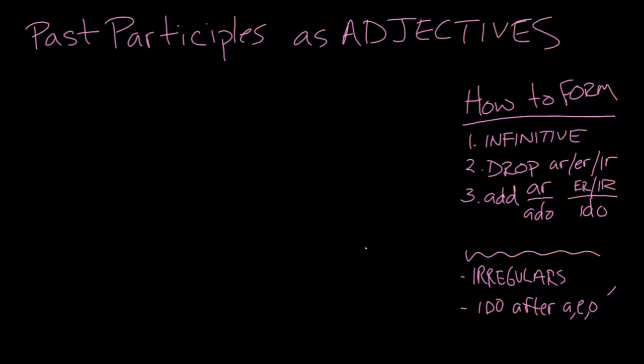Many times in Spanish, when we're using past participles, we can use them as adjectives. And remember that our adjectives always have to agree in number and in gender of what it is they're describing. So that means they need to be masculine, feminine, singular, and plural. So a quick reminder, how do we form our past participles?